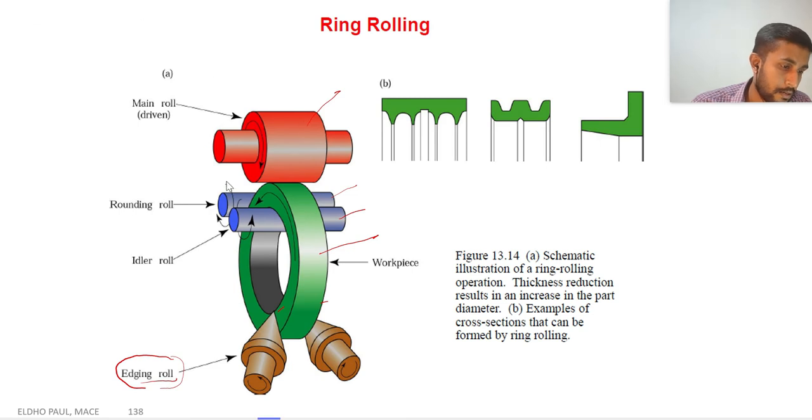So this is the figure of the ring rolling operation. Here we can see the rotation. This is the anti-clockwise rotation of the workpiece. Here, in the two opposite directions, we have a rounding roller and an idler roller, and the main roller is rotating in this direction, and this edging roller is also rotating. This edging roller is basically used to avoid the variation of the edges. If we are not using this edging roller, when we reduce the thickness, there may be a change in the edges. The profile in the edge area may change. In order to avoid that, we use this type of edging roller.